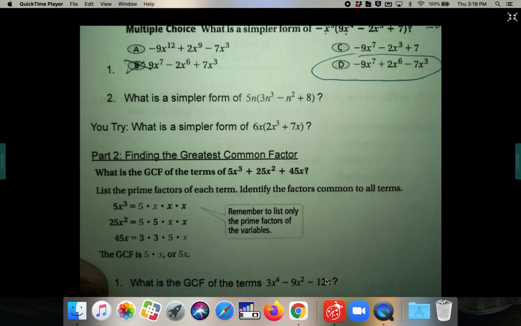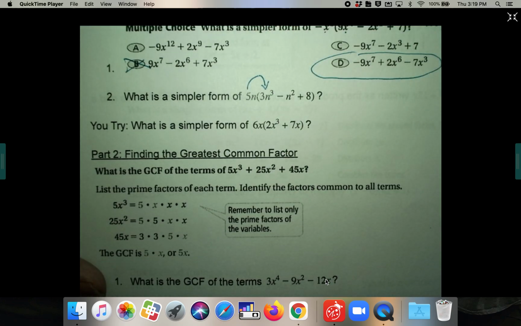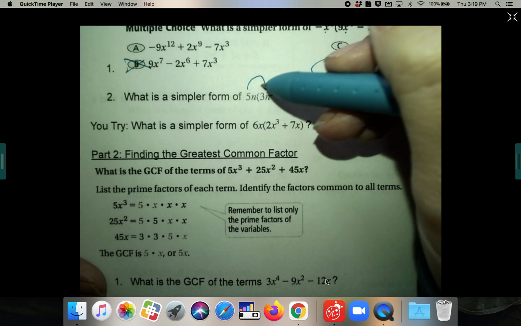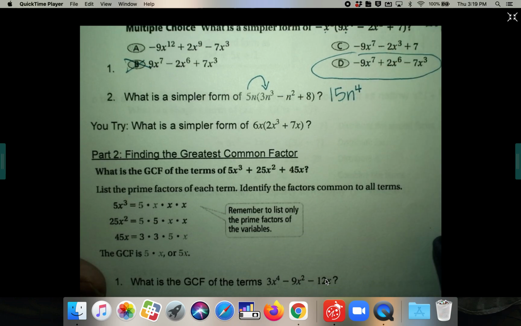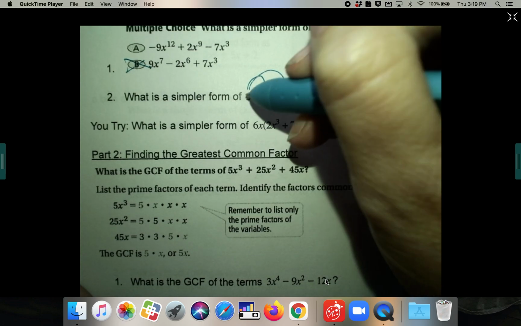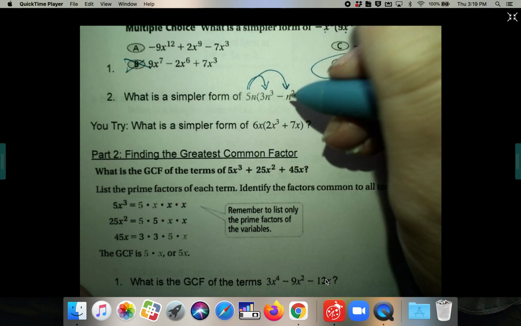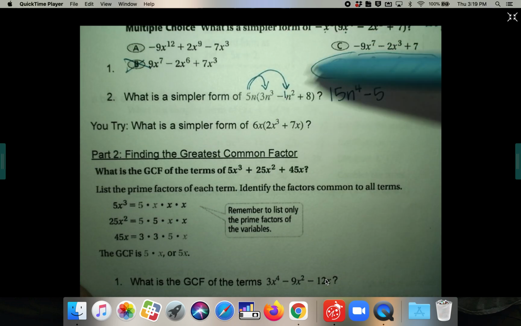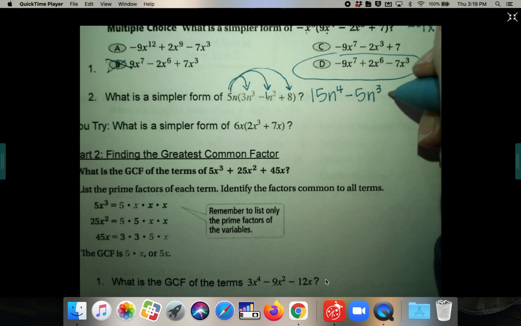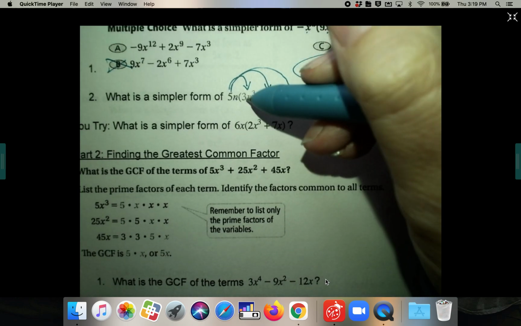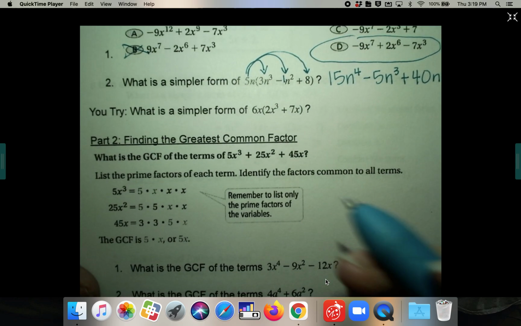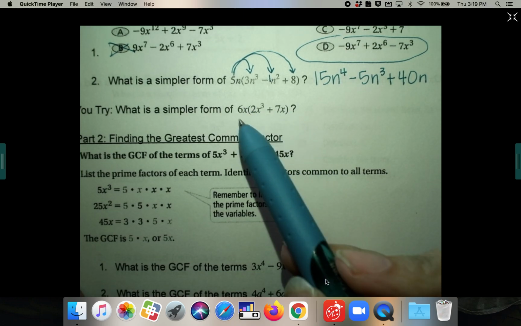So let's take a look at number 2 and try it. It's not multiple choice, so we're going to have to work it out without having multiple choice here. 5 times 3 is 15. N times n to the third would be n to the fourth. Remember, there's a hidden invisible 1 here, and they get added. 5 times negative is negative 5. That's a negative 1 hidden. N times n squared is n to the third. 5 times 8 is positive 40, so plus 40. N just is by itself, so it's just n. All right, this is a good time to push pause and you try this one.